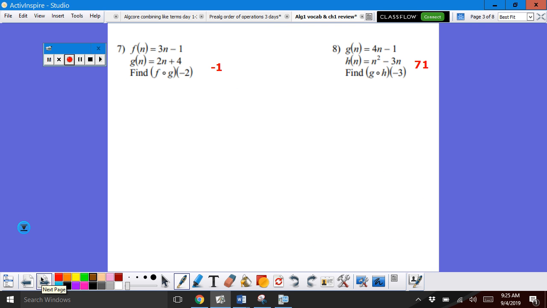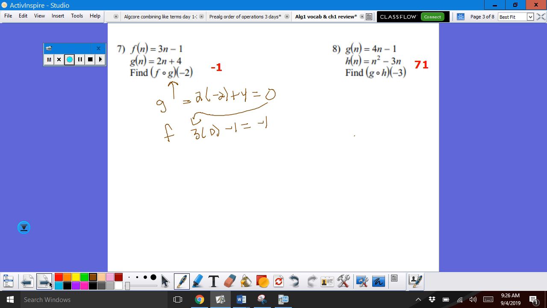Okay, so 7 and 8 are really the same thing. No difference in terms of process. This one, the g goes first. So you have 2 times negative 2 plus 4. That would give me a 0. And then, remember, this is the g function. Then I would take the 0 and put it into the f function. So 3 times 0 minus 1, that of course is negative 1. So those weren't too bad.